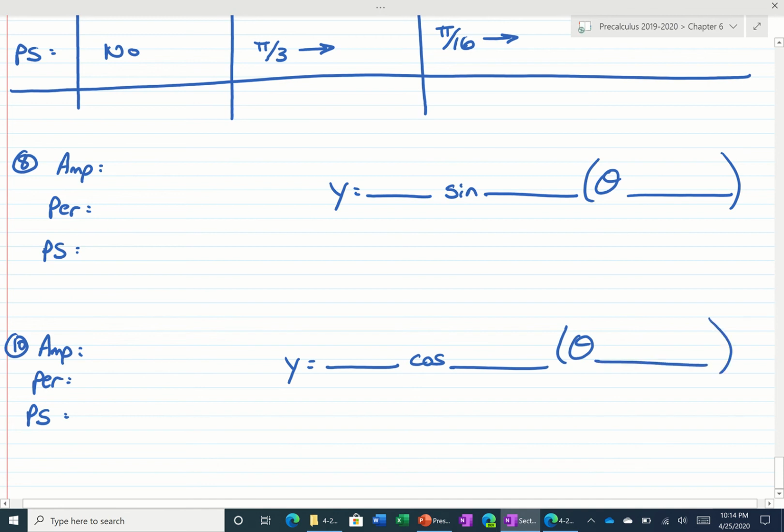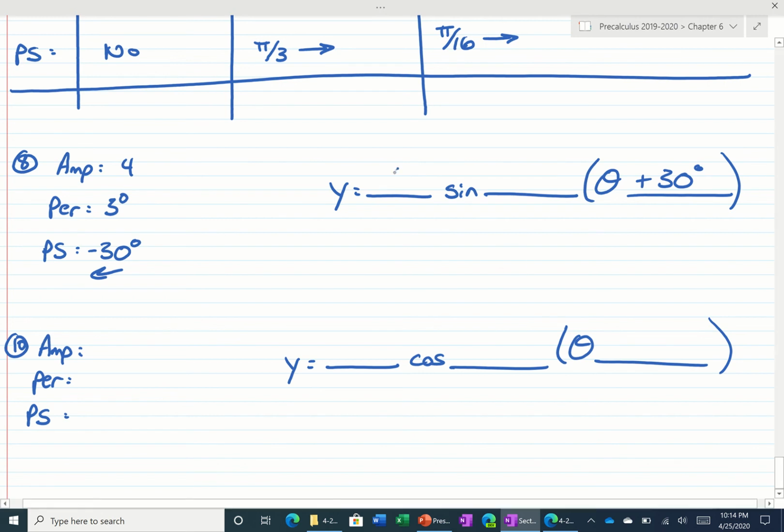Alright, so for number 8, it's saying amplitude's 4, period's 3 degrees, and phase shift is negative 30. So a negative 30 phase shift means we are actually going to the left. So it would be plus 30 degrees. On the test, I'll tell you left or right, so you don't have to remember. But if we're going to the left 30 degrees, which is what I'll tell you, you should put plus 30 degrees.